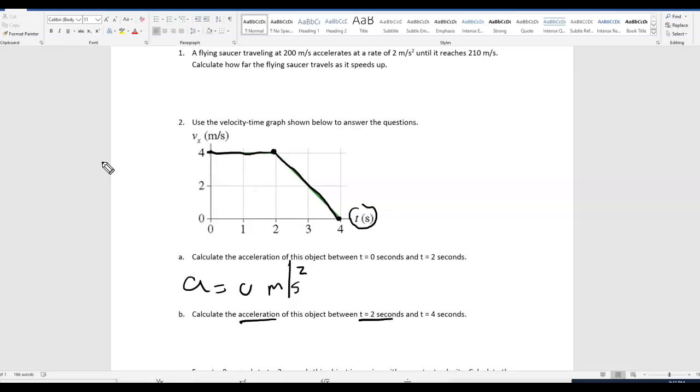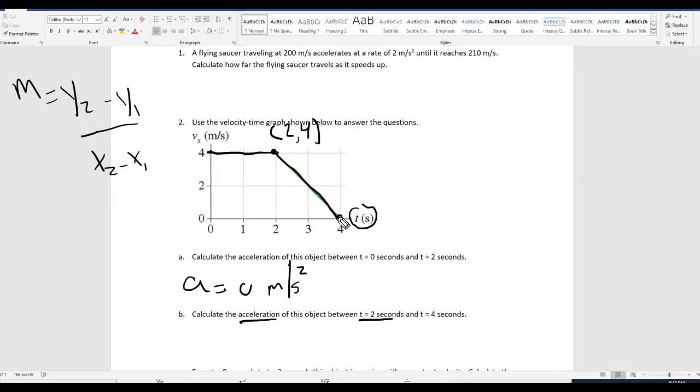I pick my 2 points so I can use my slope equation. Remember, the equation for slope is y2 minus y1 divided by x2 minus x1. The point on the left, I always make that point number 1. And remember, when you do an ordered pair, it's always x comma y. So the x value here is 2 and the y value here is 4, so the 2 is going to be my x1, and the 4 is going to be my y1.